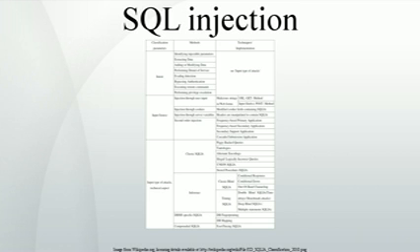SQL injection is a code injection technique used to attack data-driven applications, in which malicious SQL statements are inserted into an entry field for execution. SQL injection must exploit a security vulnerability in an application's software, for example, when user input is either incorrectly filtered for string literal escape characters embedded in SQL statements, or user input is not strongly typed and unexpectedly executed.